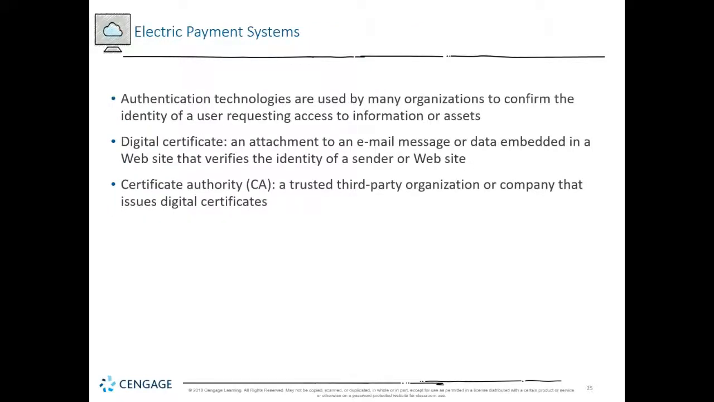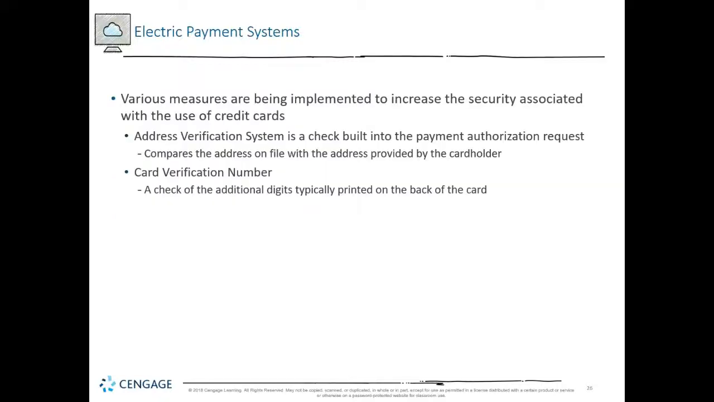Electronic payment systems. Authentication technologies are used by many organizations to confirm the identity of users requesting access to information or assets. Digital certificates: an attachment to an email message or data embedded in a site that verifies the identity of the sender or website. Certificate authority (CA): a trusted third-party organization or company that issues digital certificates.